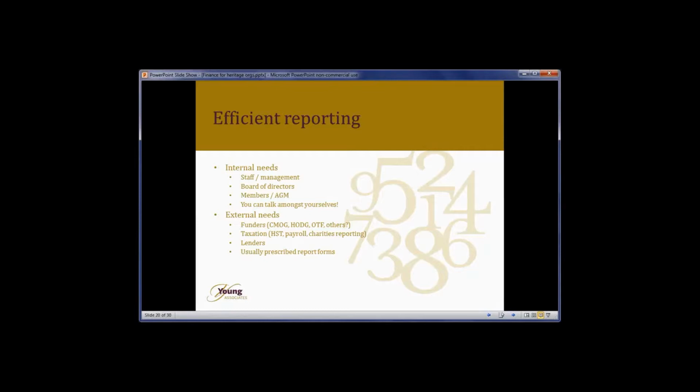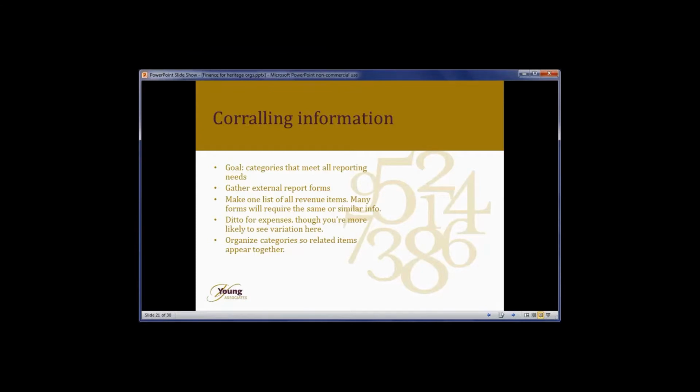Depending on your situation, you may be producing taxation forms related to harmonized sales tax or payroll. I know that many of you are registered charities, so you'll need to be cranking out a T3010 charities return at the end of the year, which also has an array of expense categories that you need to adhere to. If you have a lending relationship with your banker, they may also require reporting in a specific format. So how do you manage all of that information?